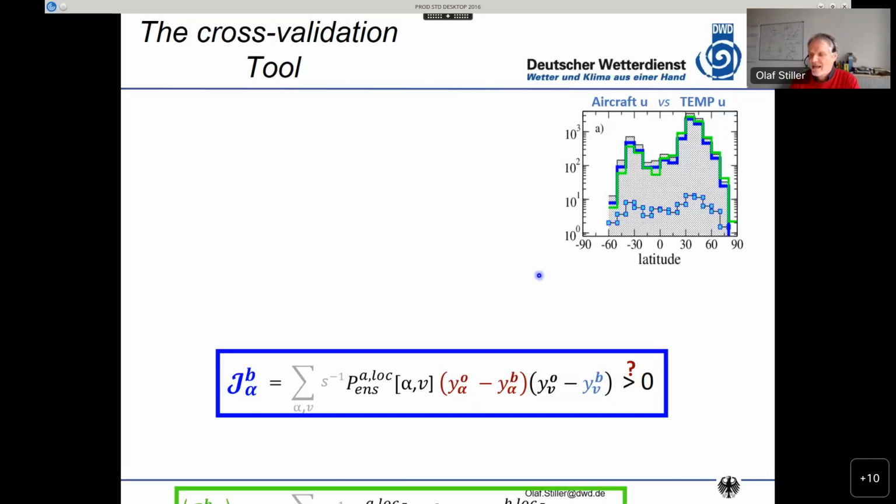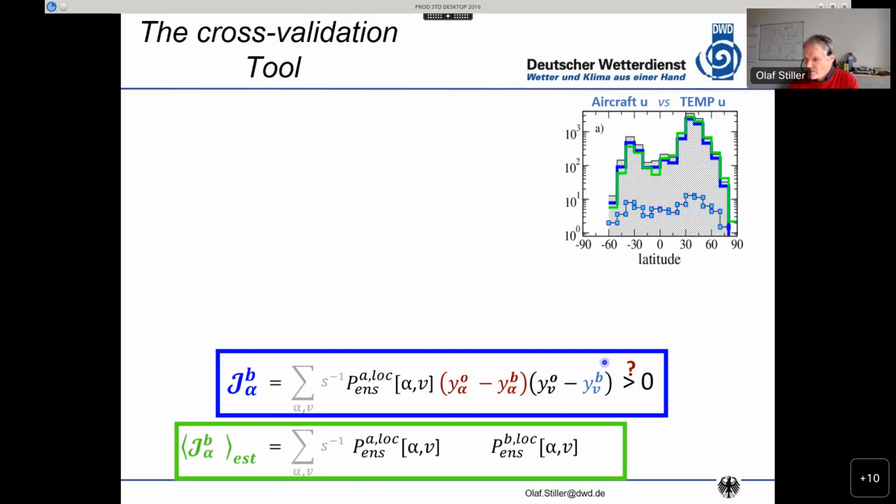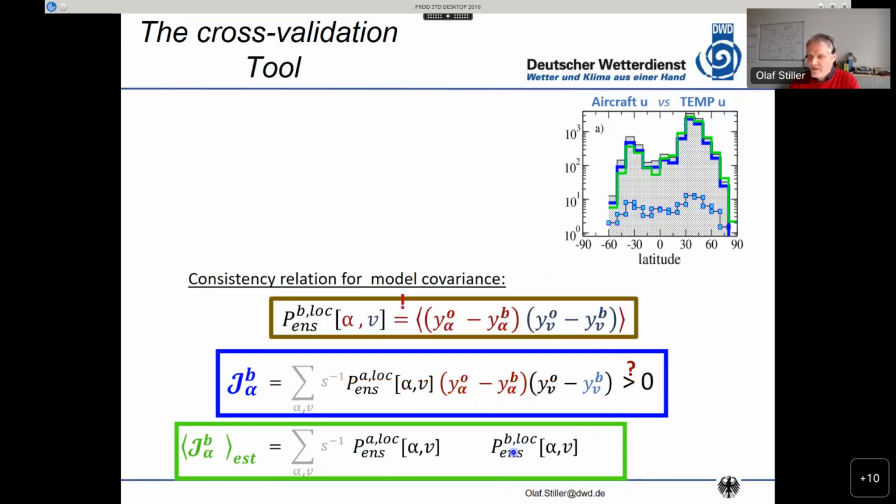But we can do better than just asking whether the blue curve is larger than 0. There is the green curve, which is a reference curve, obtained by exactly the same sum, but the product of the observation-minus-first-guess departures is replaced by the background error covariance. By comparing the green and the blue curve, we are making an indirect test of our central equation I mentioned at the beginning.